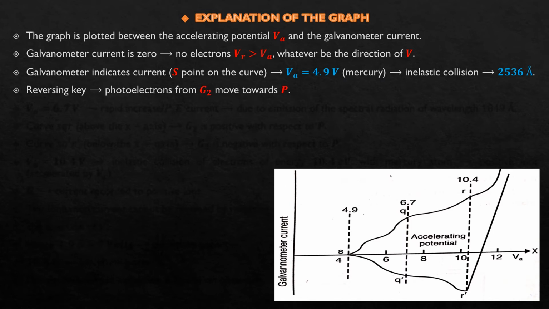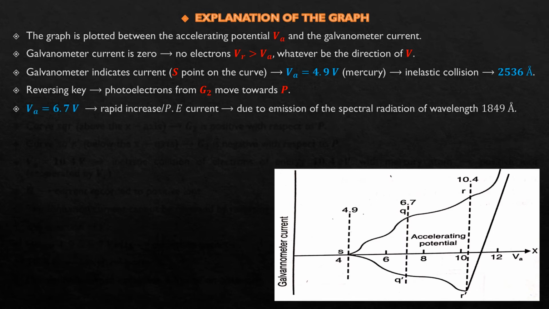This radiation falling on G2 and P releases photoelectrons. Let the reversing key be such that G2 is negative with respect to P. The photoelectrons released from P cannot move towards G2, while the photoelectrons released from G2 move towards P. Therefore the galvanometer indicates a current. So this is the state corresponding to the point S on the curve.